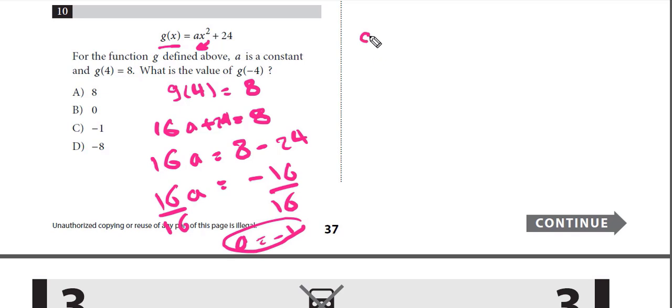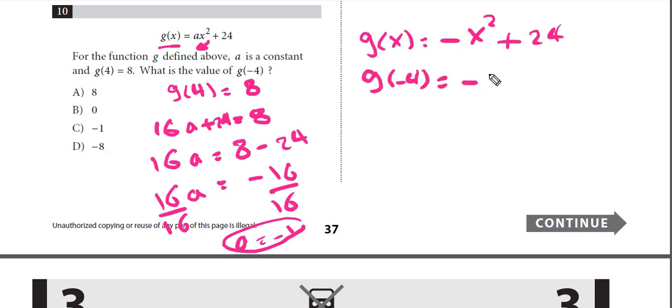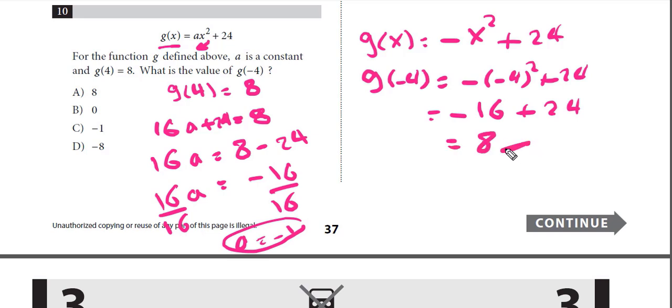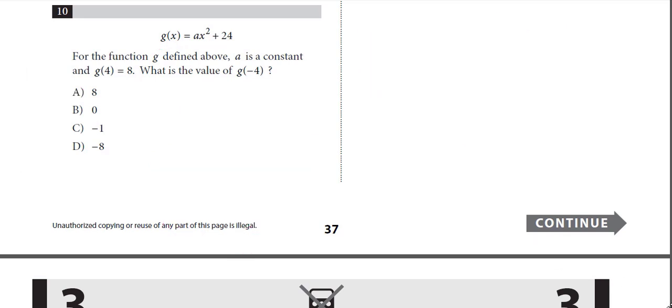Then the function here g of x is equal to negative x squared plus 24. What is the value of g of negative 4? It will be negative 4 squared plus 24. It will be negative 16 plus 24, which is 8, the same answer. But I think the first is the best to save your time. The next one.